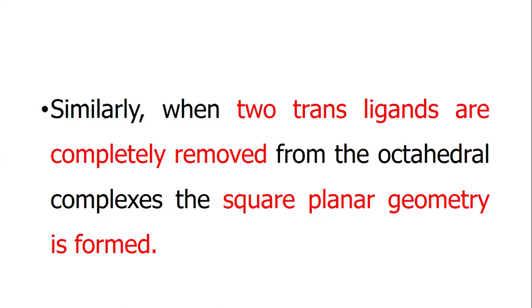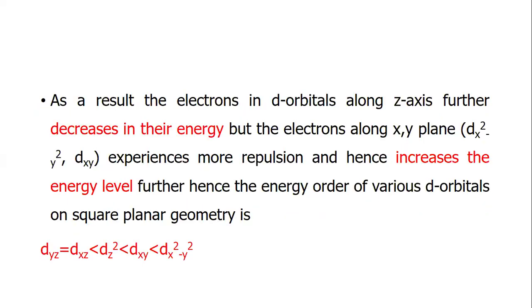Similarly, when the trans ligands are completely removed from the octahedral complex, the square planar geometry is formed. As a result, the electrons in d orbitals along the z-axis further decrease in energy, but the electrons in the xy plane, dx square minus y square and dxy, experience more repulsion and hence increase in energy level further. Hence the energy order of various d orbitals in square planar geometry is dyz equal to dxz, dz square, dxy, dx square minus y square.